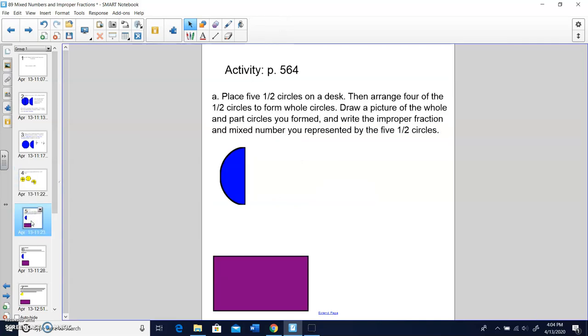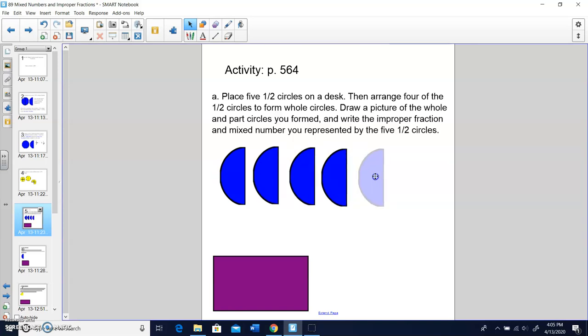Moving on to the activity on page 564. It says, place 5 half circles on a desk. Then arrange 4 half circles to form whole circles. Draw a picture of the whole and part of the circles you formed and write an improper fraction and mixed number represented by the 5 halves. So I have 1, 2, 3, 4, 5 half circles.